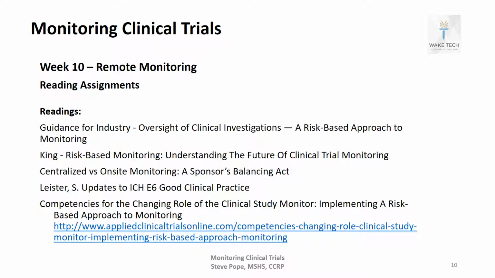We also have updates to the ICH E6 good clinical practice, which is what we've been focusing on in this course. I think the article there will help you see what the major impacts are. And then finally, we've got Competencies for the Changing Role of the Clinical Study Monitor, Implementing a Risk-Based Approach to Monitoring. You'll find that article at the link that I've provided here. So just open up that link and you'll be able to see it online.